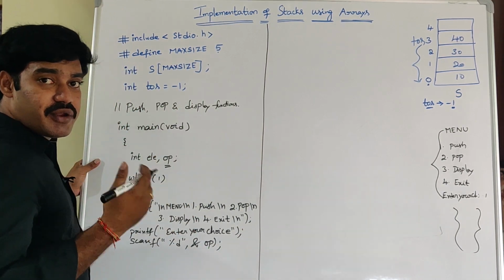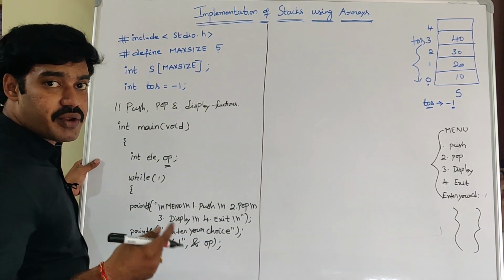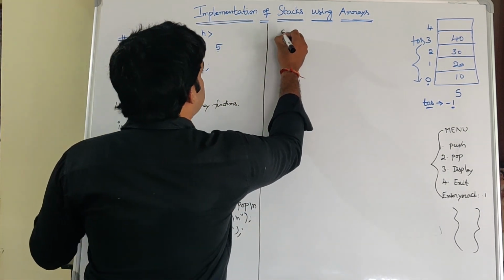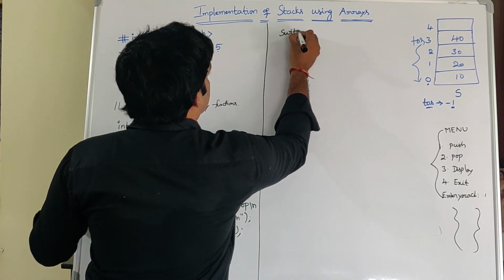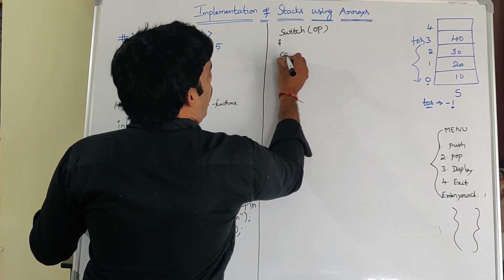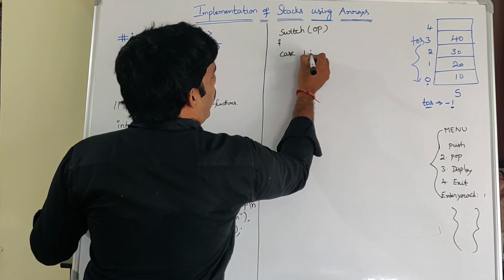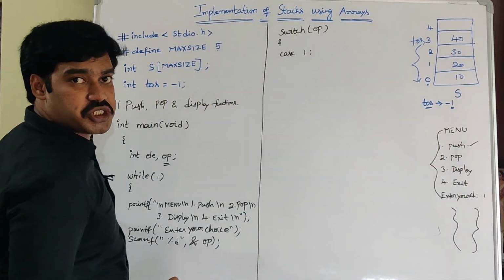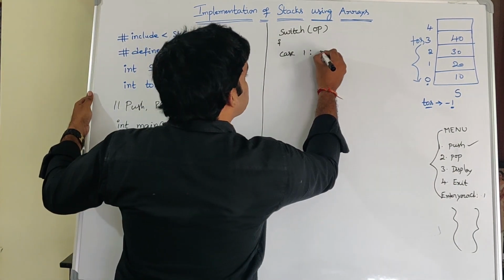How to write the menu driven programs? We can write the menu driven programs by using the switch statement. So switch of op, my option. If option is 1, that is case 1. What is that one? Push. I have to call the push function.